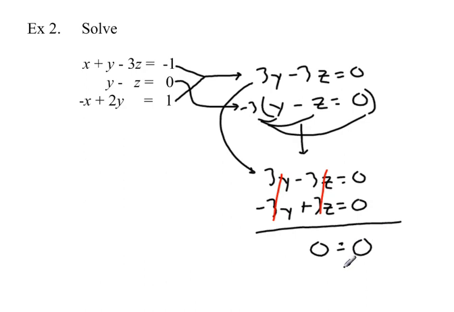Now, thinking of those special cases, if everything's eliminated, think about this. 0 equals 0 always makes sense. It makes sense, so that means we have a number of different points that will make this true. So there's an infinite number of points that make this true. So I'm going to write infinite solutions.